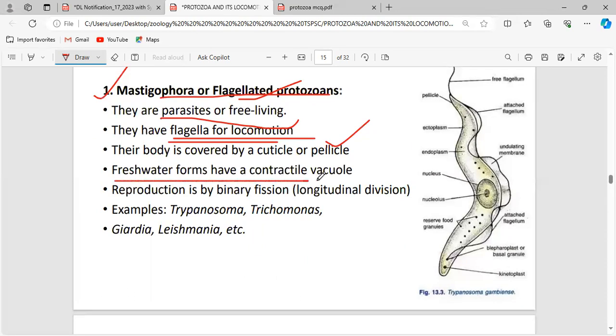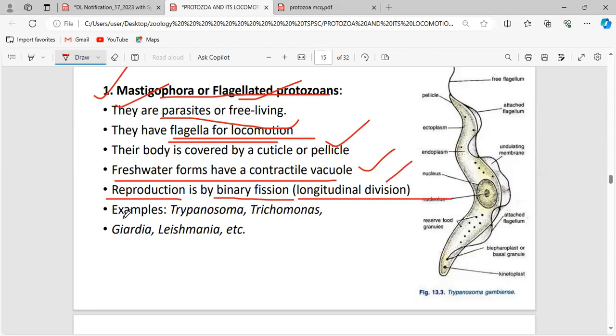See, the freshwater forms of flagellated protozoans, if they prefer freshwater, they have a contractile vacuole. What is the function of the contractile vacuole? The main function of the contractile vacuole is osmoregulation. It is considered an osmoregulatory organelle. And the reproduction followed by the organisms placed under the flagellated protozoans is by binary fission.